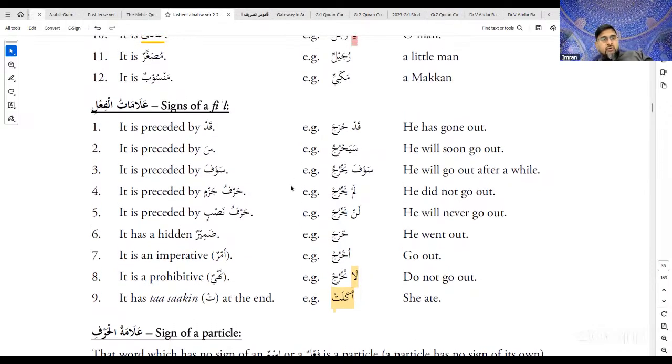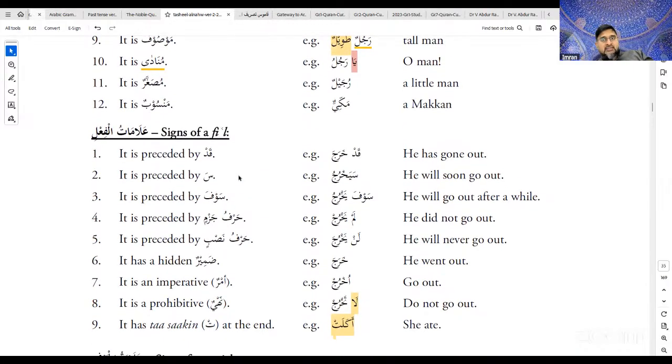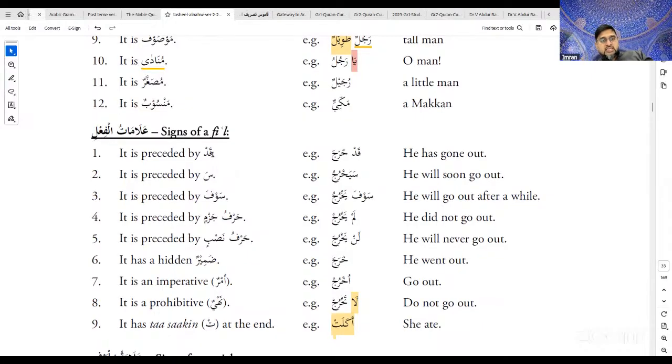I'll give you this homework. I'll send this across to you as a PDF file with the exercises so that you have ayats where qad has been used in the Quran, seen has been used, sawfa has been used, harf jazm, harf nasb, dhamir, amr, nahi, and ta'nis. I'll give you all of this as a handout, and then I just want you to know them, and then I'll ask you questions next week.